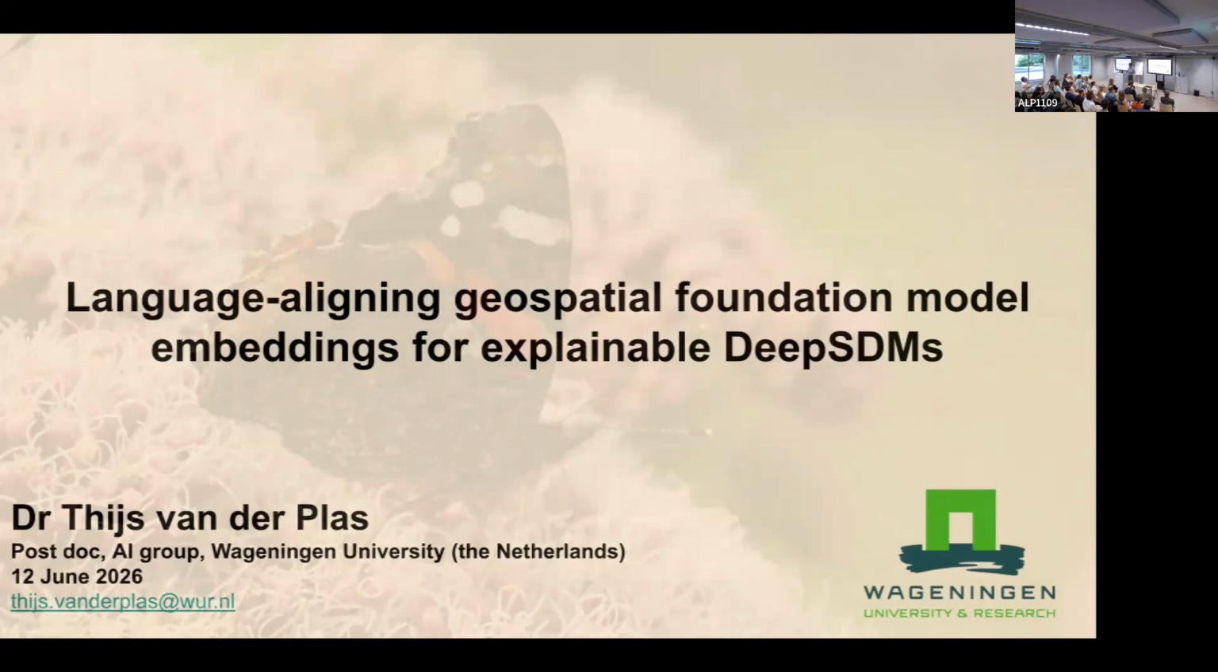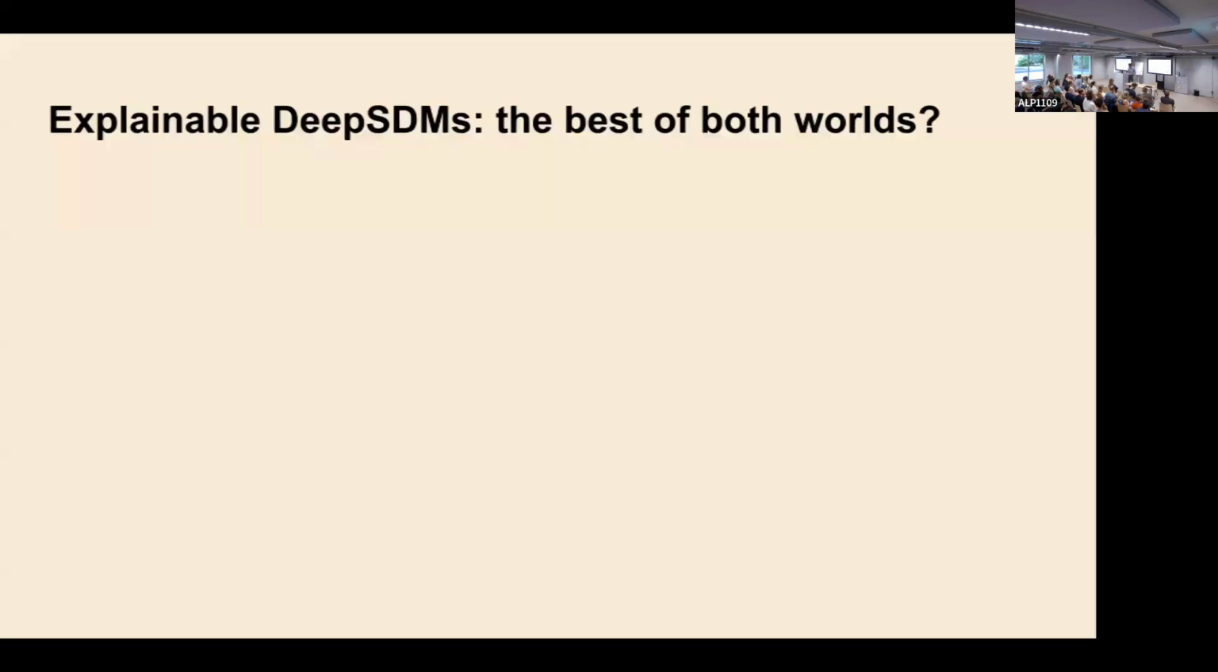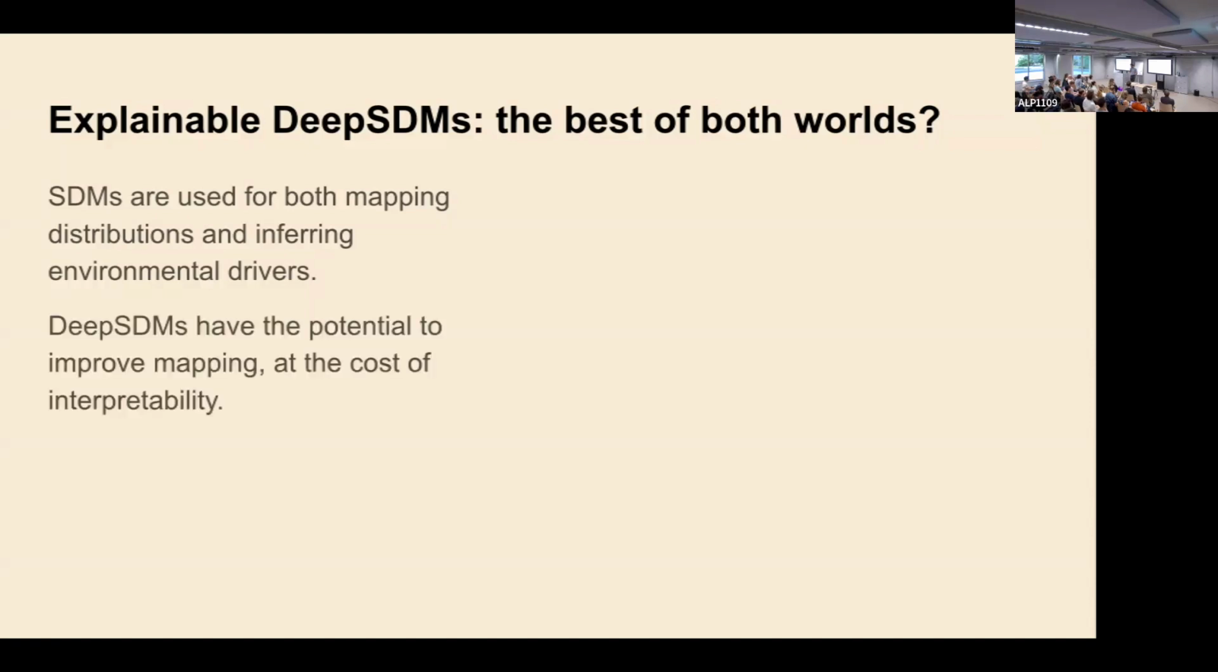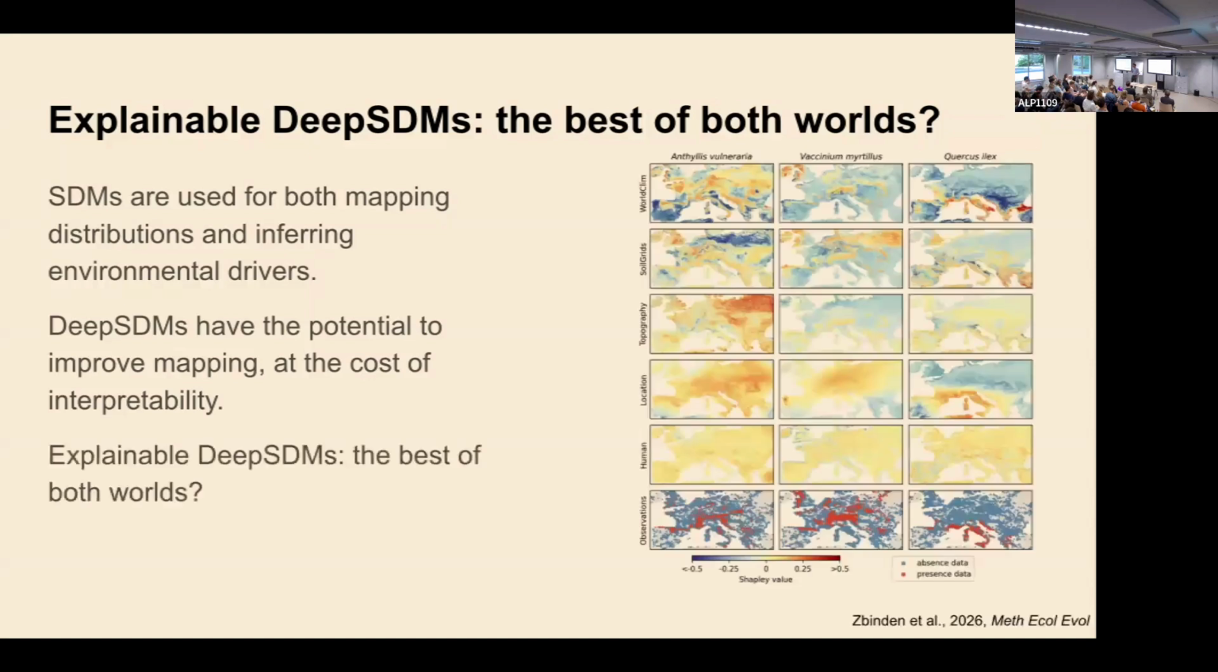And I'm going to use Alexi's talk as a great segue into how can we explain deep SDMs. Of course, deep SDMs don't need an introduction, but I just want to say that SDMs have, I think, a dual purpose. One is to map distributions, but the other purpose is to understand the environmental drivers of species occurrence. And of course, deep SDMs have the potential to improve the mapping of the distributions, but often because the models are more complex, that comes at a cost of interpretability. And so the question is, can we explain deep SDMs and get the best of both worlds?